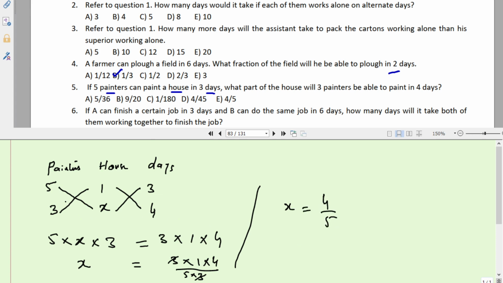So using 3 painters in 4 days you will be able to paint 4/5 of the house. Means you will only be able to paint a part of a house, like 80% of the house. 4/5 is 80%. Okay. So the answer to this will be 4/5.